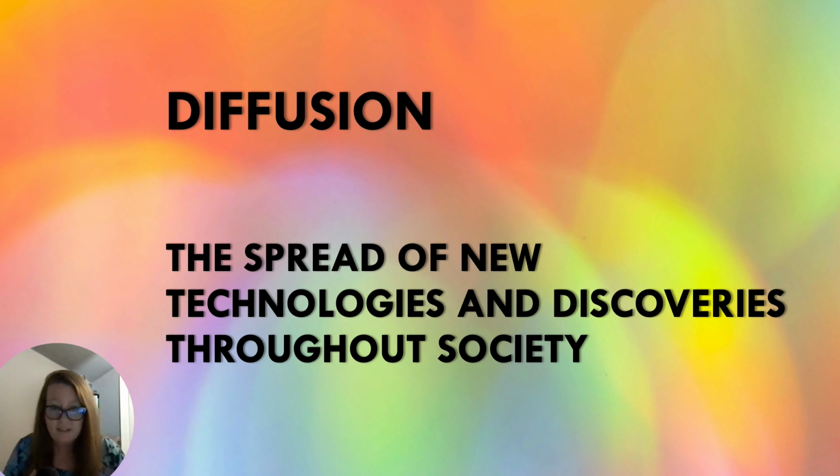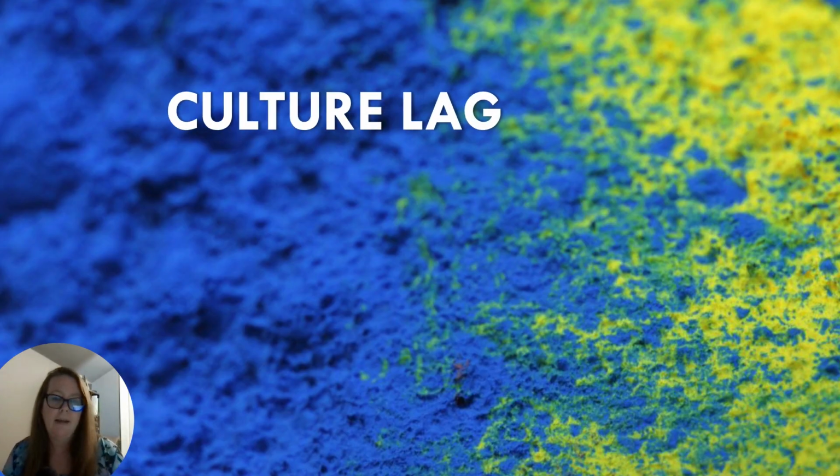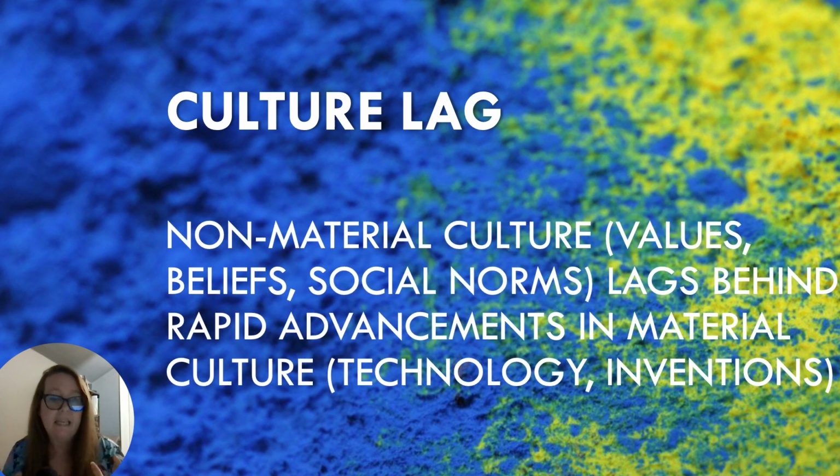Now, as technology is invented, discovered, or diffused, culture often lags behind. Culture lag is when non material culture, values, beliefs, social norms lag behind the rapid advancements in material culture, like technology and those kinds of inventions. So, for instance, the rapid development and deployment of AI technologies have outpaced society's ability to adapt legal frameworks, ethical guidelines, and social norms around AI. Issues like bias in AI algorithms, data privacy concerns, and the ethics of autonomous decision making are emerging areas where social norms are still catching up.